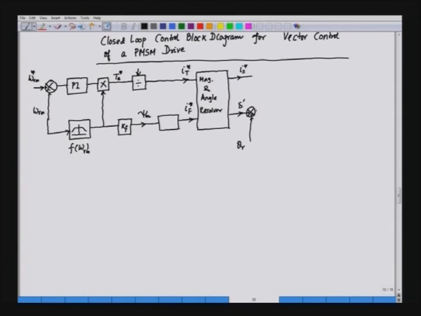and this is called theta s, and we can feed this to a stator current reference generator. So, we have the stator currents here, I A S, I B S and I C S, and these are the reference currents of the stator.